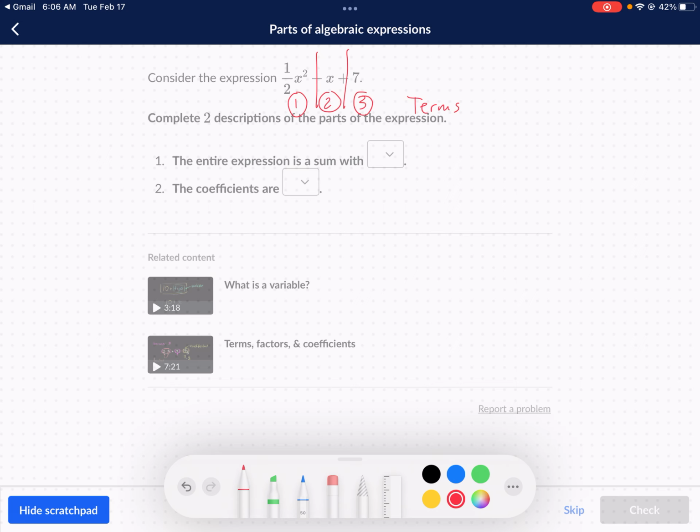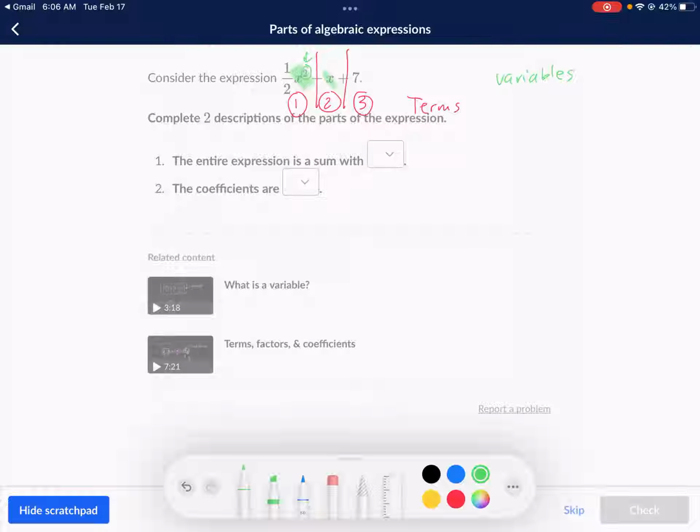The second thing that we're going to have with algebraic expressions are these, and those are called variables. So variables are the letters, the parts of an expression that are unknown quantities that are represented by those letters. You'll notice here that this one has a squared right there, so that makes it distinct from the x. Exponents make it a distinct variable all in its own sense.